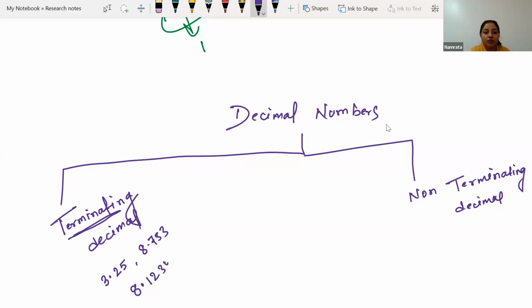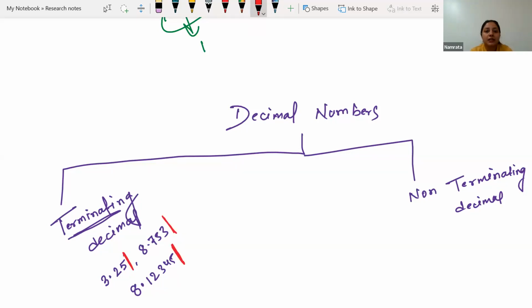Or another example of a terminating decimal number is maybe 8.12345. So what we are getting from a terminating decimal number is that after a certain digit there is a decimal, and after the decimal there are certain digits, and after a certain number of digits it gets stopped. There is a termination over there. There is a stoppage. It just stopped after 5. You can see the example.